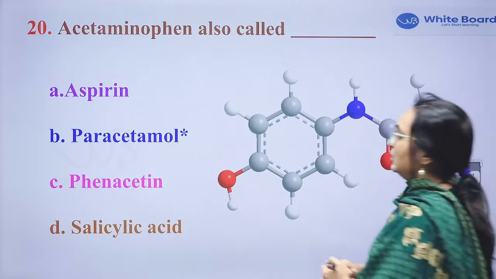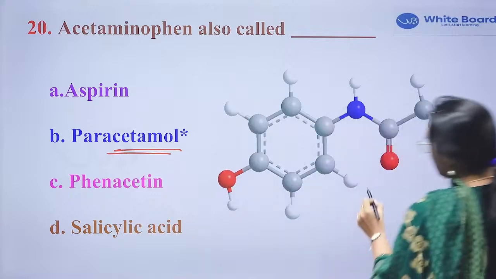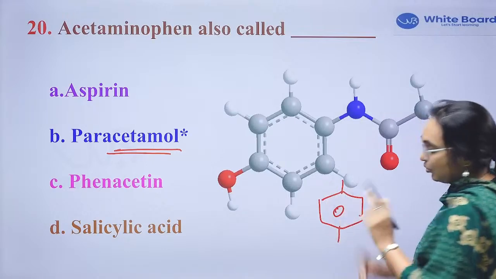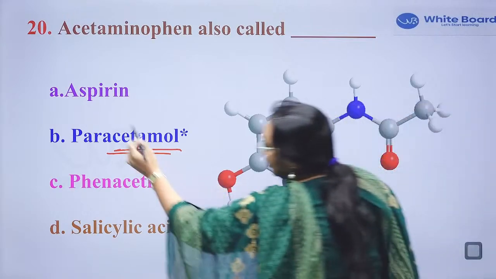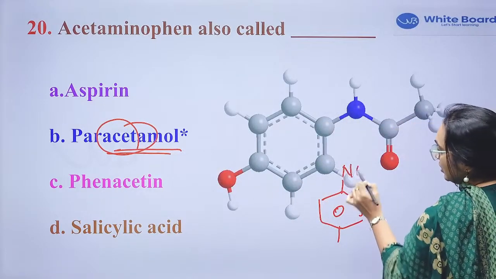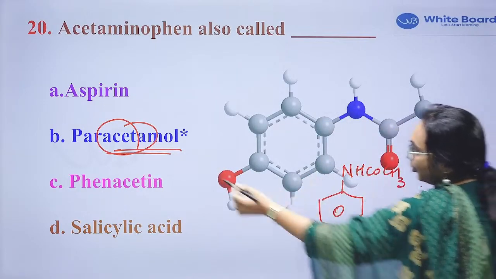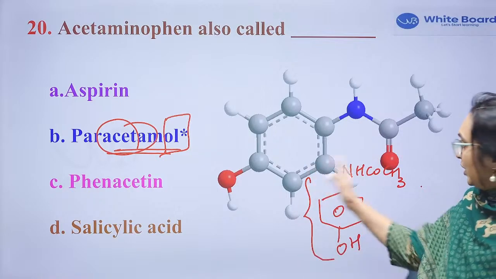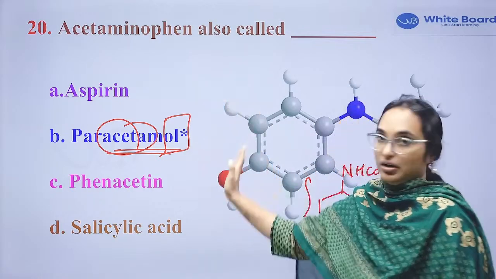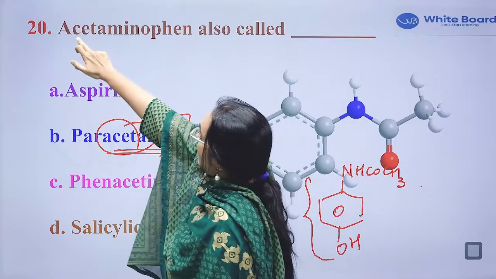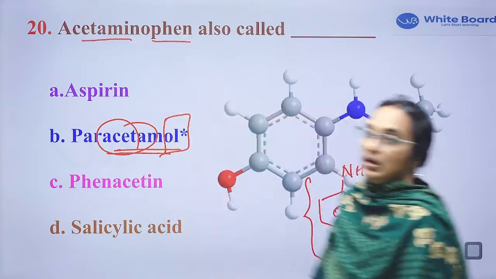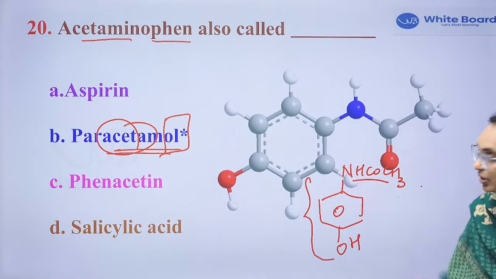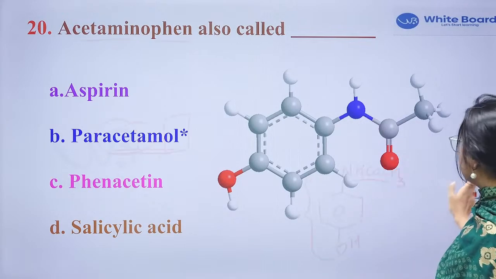Acetaminophen is also called paracetamol. Para position: you have substituents both at the para position, and the acetamide group, NHCOCH3, is the acetamide group. At the para position there is OH. This is paracetamol, acetaminophen. That means para position, acetamide group, on the phenyl. This is the phenol group, and at the para position the acetamide group is there, NHCOCH3. This is paracetamol or acetaminophen.